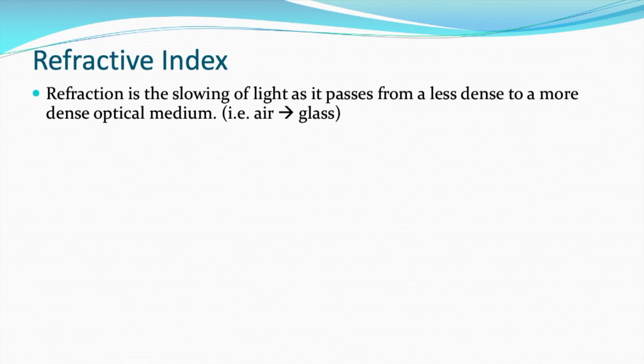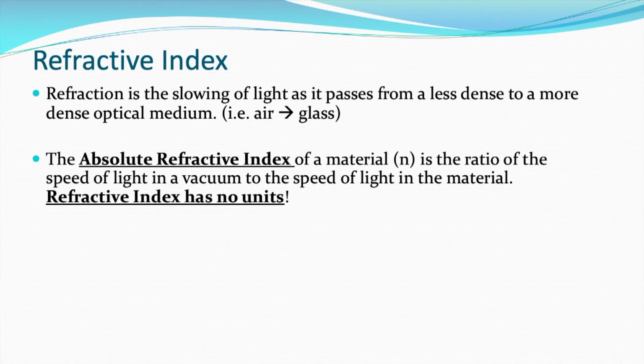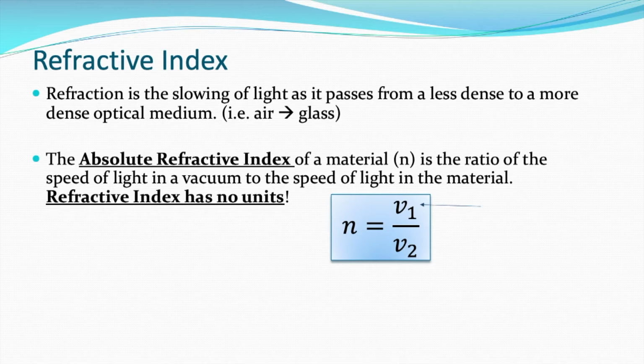So refraction is the slowing down of light as it passes from a less dense to a more dense optical medium. Now an optical medium is just a substance that's transparent, that lets light pass through it. So for example, if we go from air to glass, the light slows down. Now the absolute refractive index of a material is the ratio of the speed of light in a vacuum to the speed of light in the material. And because it's a ratio, refractive index has got no units. Probably a little example would make things a wee bit easier, but there's the relationship.